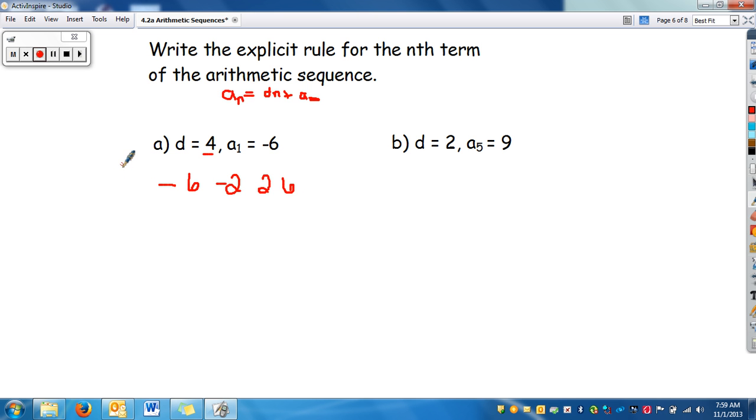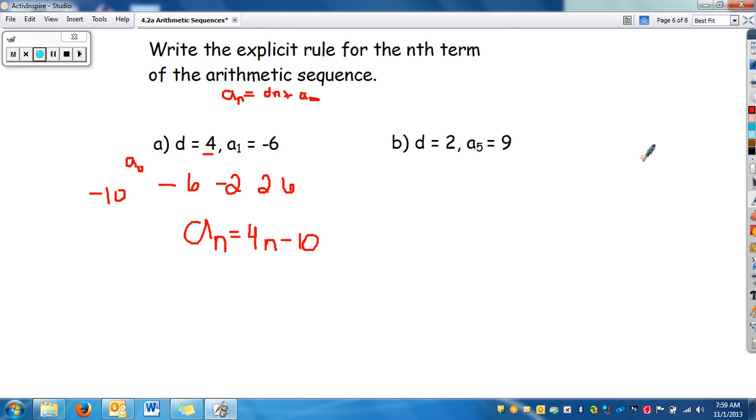So if I want to get a sub 0, which is before the first term, I need to go the opposite way, so this would be negative 10. If I add 4 to go this way, I need to subtract 4 to go that way. So my answer is a sub n, my d is 4, n, and then a sub 0 is negative 10.